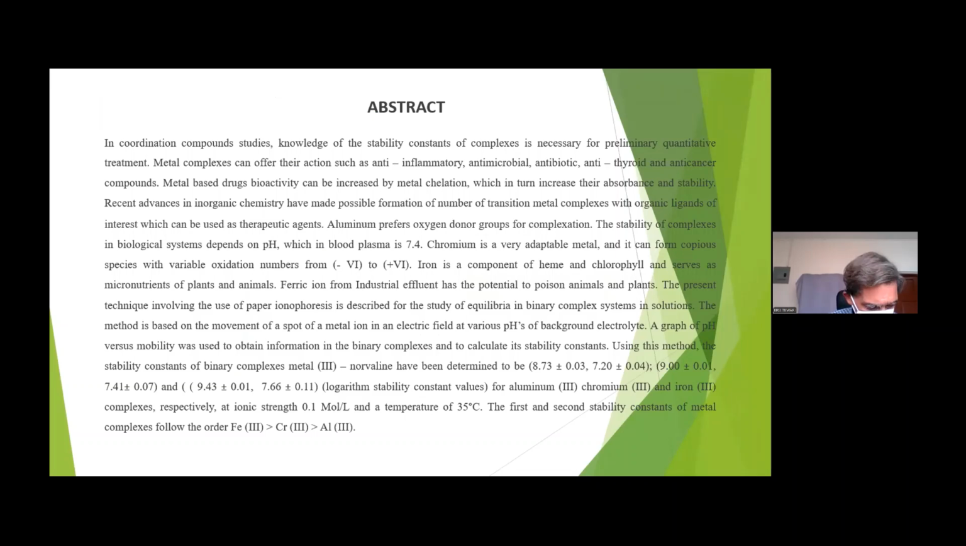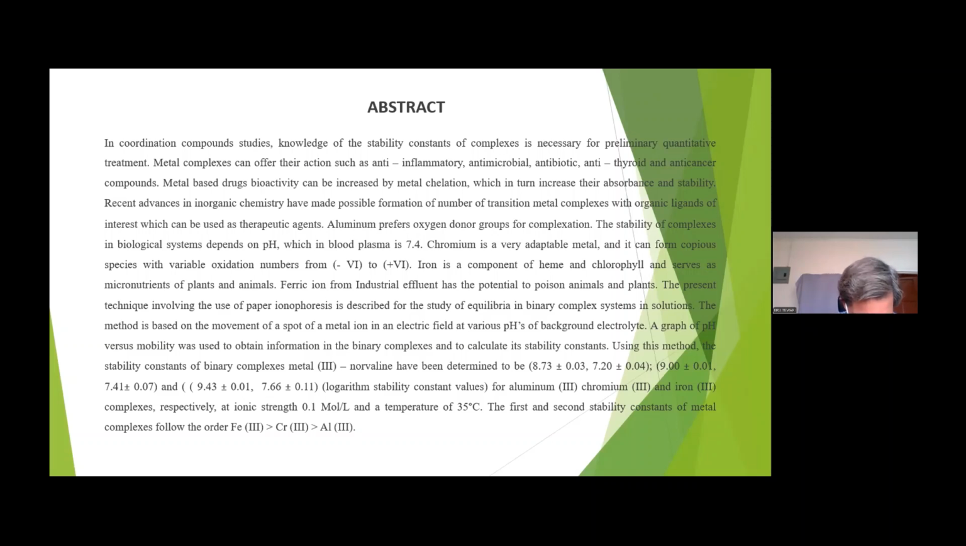Abstract. In coordination compound studies, knowledge of the stability constant of complexes is necessary. The preliminary quantitative treatment of metal complexes can offer insight into their actions, such as anti-inflammatory, antimicrobial, antibiotic, antithyroid, and anti-cancer compounds. Metal-based drug bioactivity can be increased by metal chelation, which in turn increases their absorbance and stability.